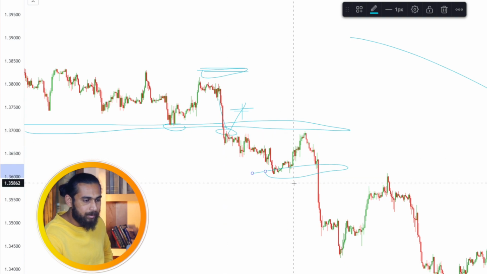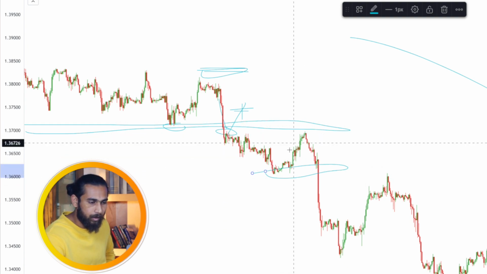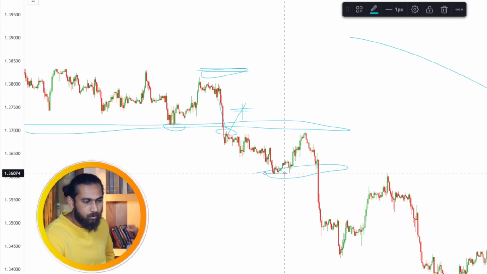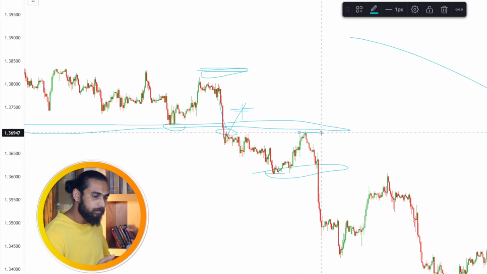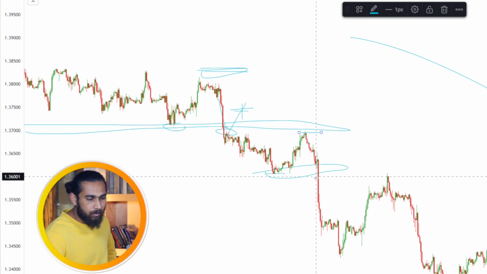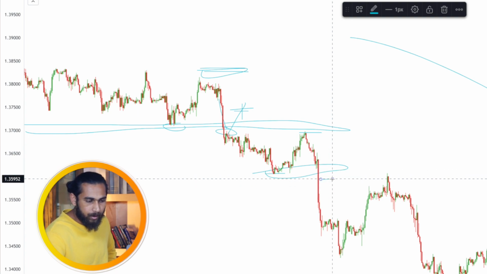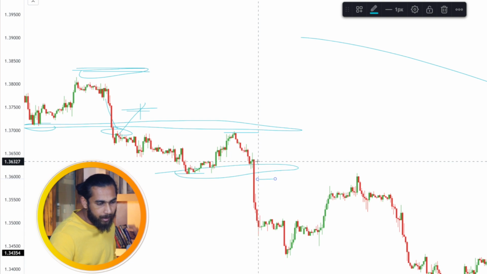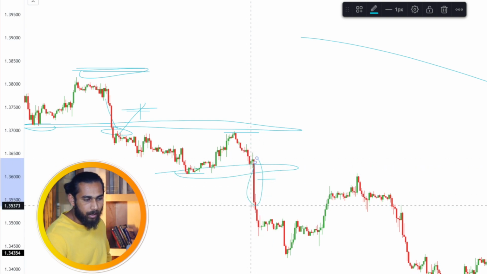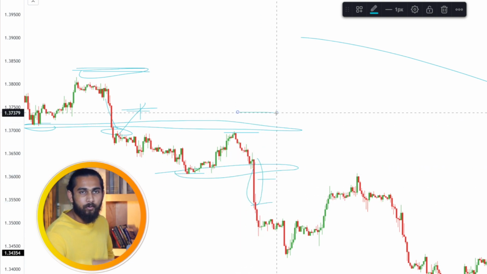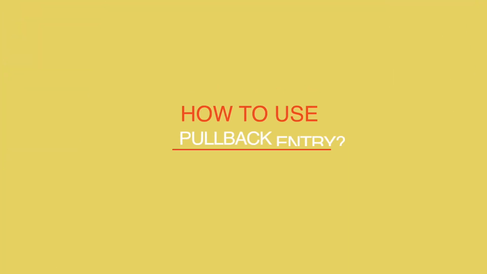Then again, let us say this was the lower low and this was the lower high, right? Let us mark this. So now what you can do is, when the price breaks below this, you can enter over here. But as you can see, the candle over here is too big, and if you enter over here, your stop loss will be too huge and your risk to reward may be very small. So in this case, you can stop using breakout entry and move to the pullback entry. So let us see how to use the pullback entries.